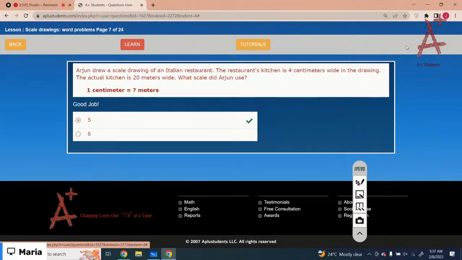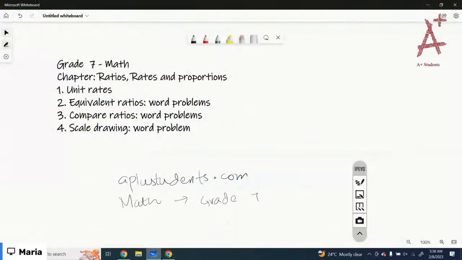Okay, you can complete the test by yourself later today. So we were working on grade 7 maths. The chapter we were working on is ratios, rates and proportions. And the lessons we have covered today from the chapter are unit rates, equivalent ratios, word problems, compare ratios, word problems, and then scale drawing, word problems.